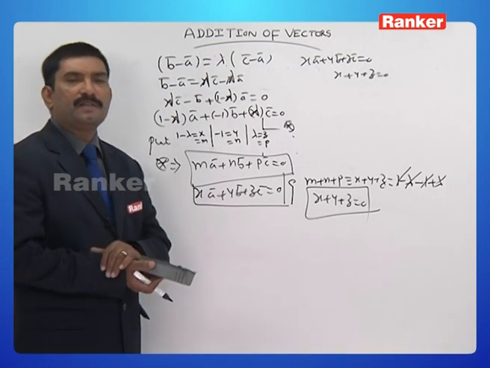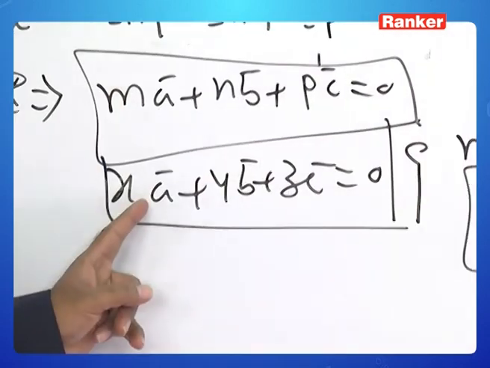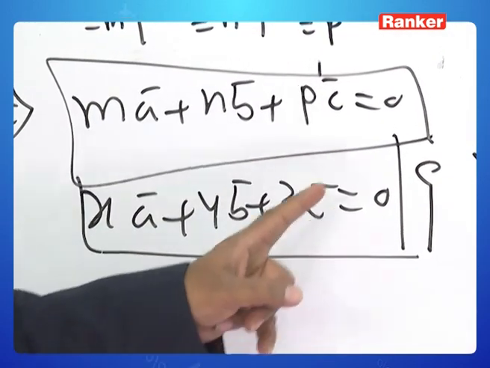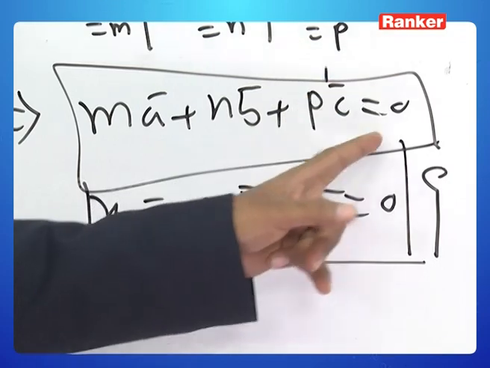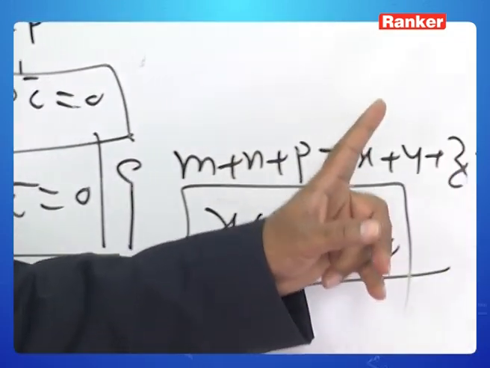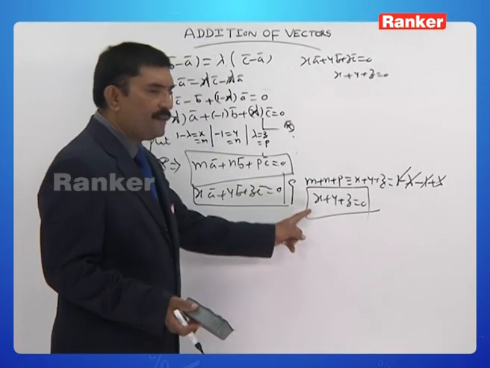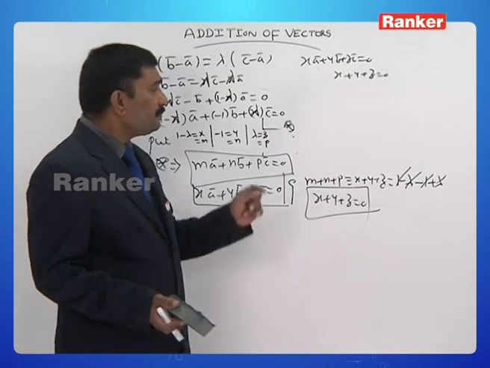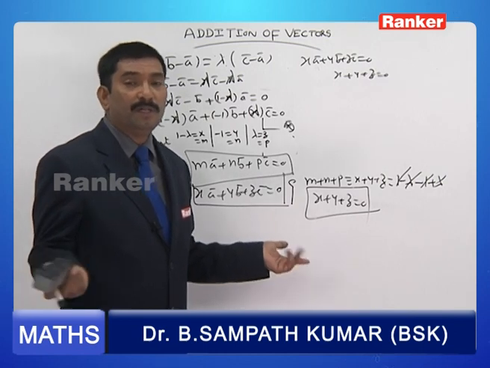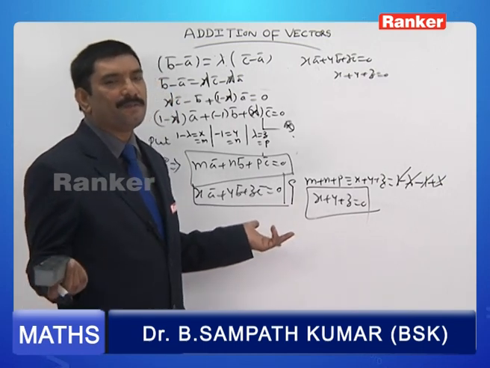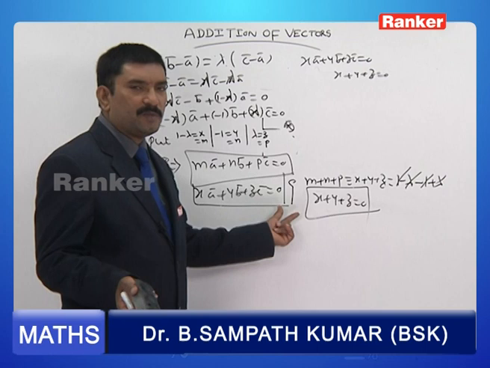When any 3 points are collinear, we can write a linear combination: X A bar plus Y B bar plus Z C bar is equal to 0, or M A bar plus N B bar plus P C bar is equal to 0. That is, M plus N plus P, the same as X plus Y plus Z, is equal to 0, meaning the sum of the 3 scalars must be 0. X, Y, Z are not all equal to 0. X may be 0 while Y and Z are not; X and Y may be 0 but Z may not be equal to 0. So the sum of the 3 scalars must be 0 and the linear combination must be 0.